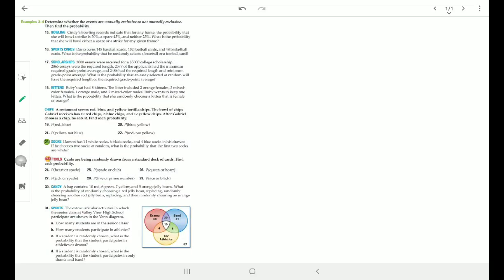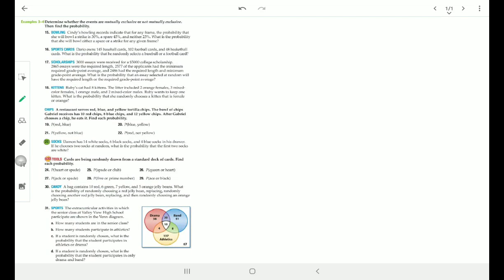Your other vocab words you need to know were mutually exclusive and not mutually exclusive. Very similar to independent and dependent. Mutually exclusive means that one of two things could happen, and if it's mutually exclusive, that means both can't happen at the same time. Whereas if it's not mutually exclusive, that means two things could happen, and there's a chance that both might happen at the same time. For example, let's say we still have this deck of cards, right?